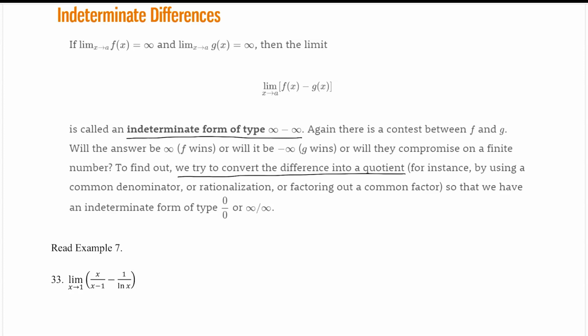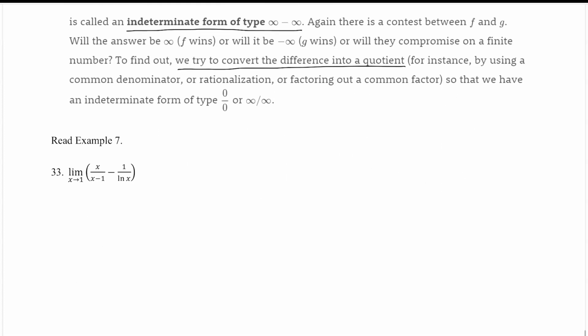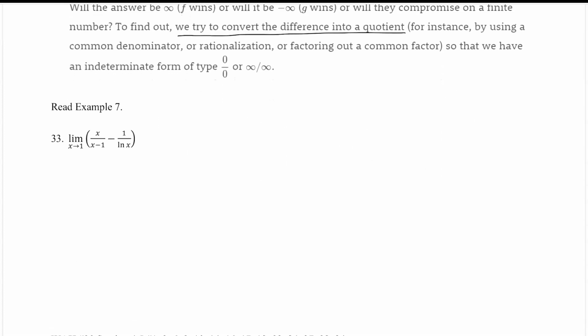Again, our modus operandi is to try to convert that difference into a quotient. So in the previous example, we converted a product into a quotient. Here we're going to try to turn the difference into a quotient so that we might get one of the indeterminate forms that allows us to use L'Hopital's rule, either 0 over 0 or infinity over infinity. And again, I ask you here to read example 7. Please don't skip it. Actually read it and let me know if you have questions.